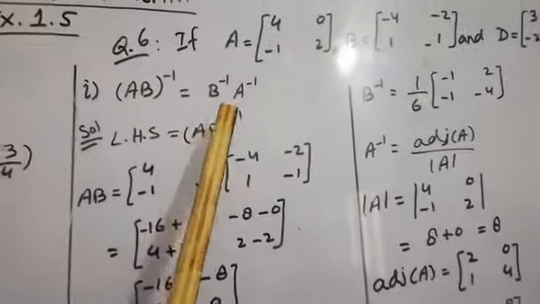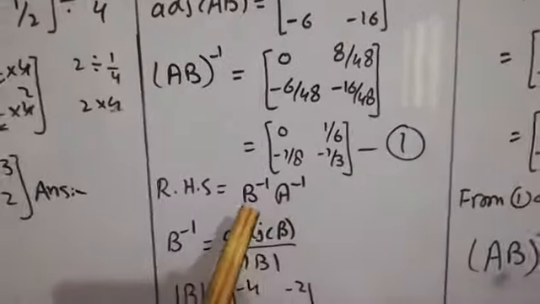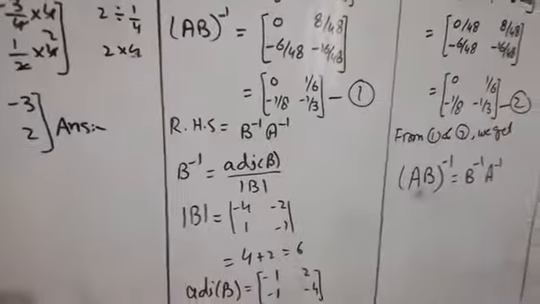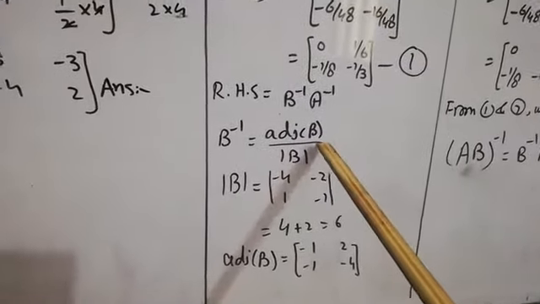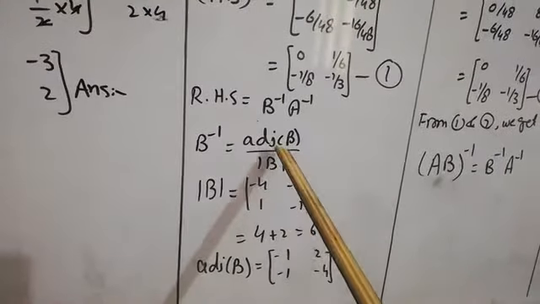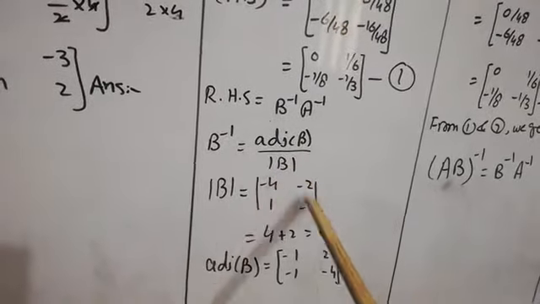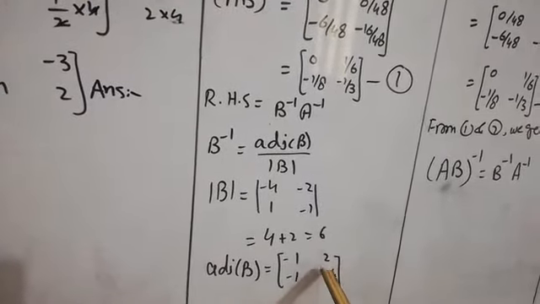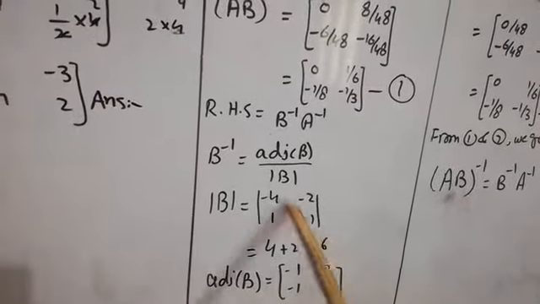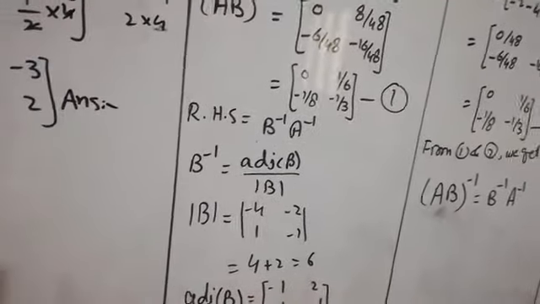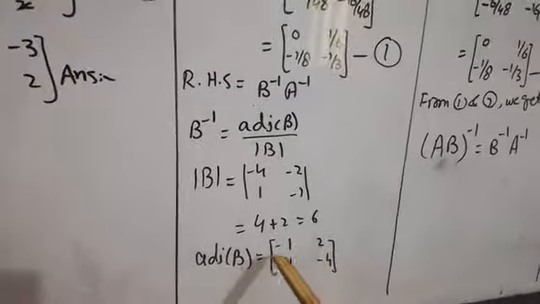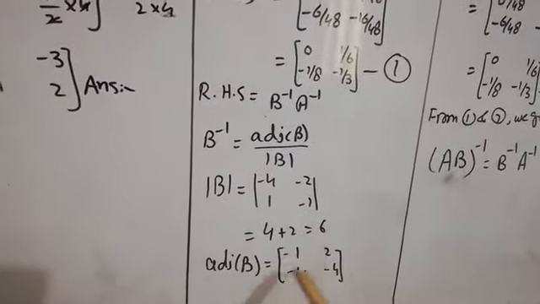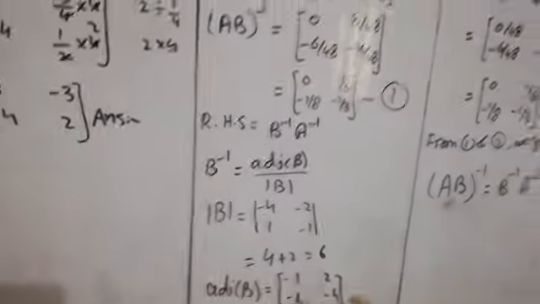Now we will consider the right hand side, which is equal to B inverse into A inverse. And dear students, first of all we will find B inverse. B inverse is equal to adjoint of B divided by B determinant. So first find the B determinant. The value of B determinant is 6. Now we will find the adjoint of B by interchanging the values of these entries and by changing the sign of these entries.